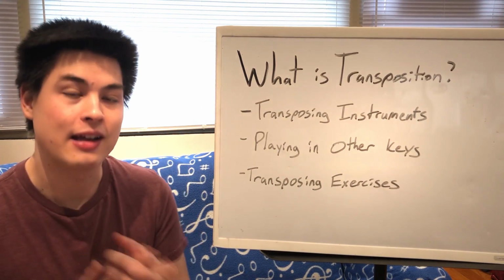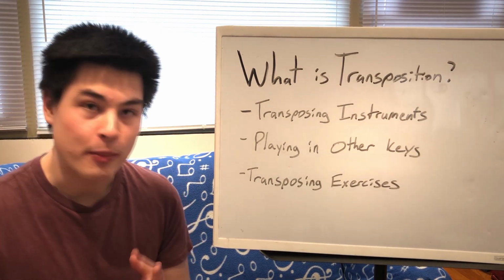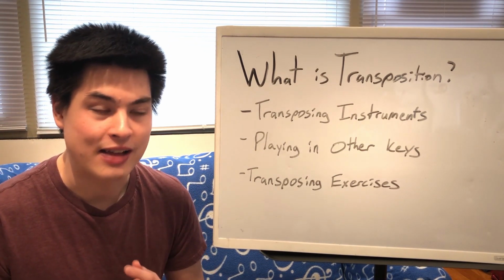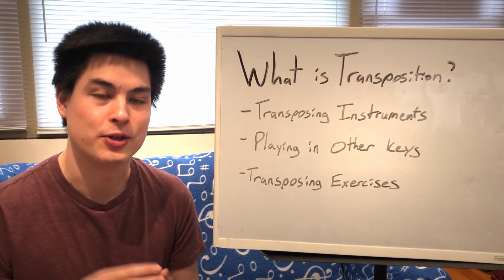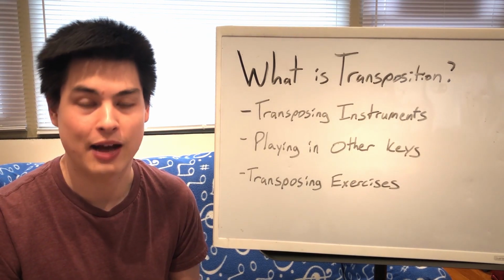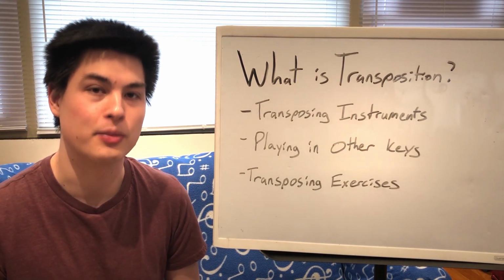So for clarinet, it's B-flat. For trumpet, it's B-flat. For tenor saxophone, it's B-flat. So for all three of those instruments, when you play a C on that instrument, it actually sounds like a B-flat on the piano, and the concert pitch is a B-flat.